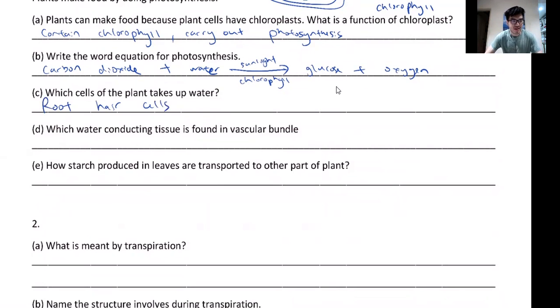Okay, your root hair cells. So D, which water conducting tissue is found in vascular bundle? What is a vascular bundle? Vascular bundle is the blood vessel in plants. Okay, you have blood vessel, right?